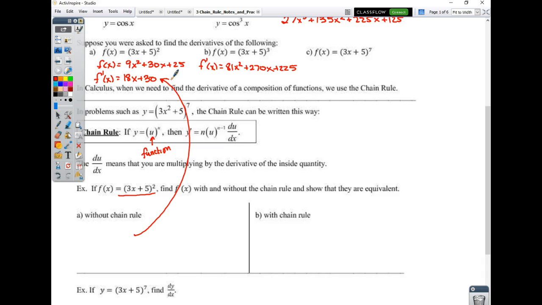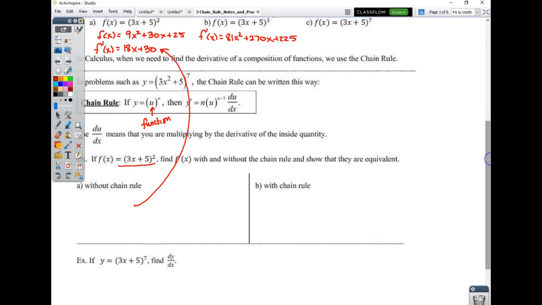We've already done it. Watch what happens with the chain rule. We've got 3x plus 5 squared. Let me write that like this. So if f of x is 3x plus 5 squared, I can see that the 2nd power is the outer piece, and the 3x plus 5 is my inner piece. So let's take the derivative of the outer piece. F prime of x is going to be: that 2 would come down, this would all stay the same, and this would go to the 1st power.